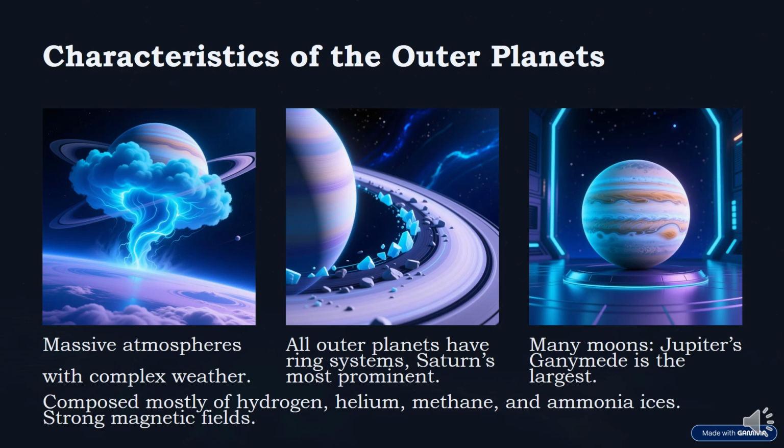Let us continue with the characteristics of the outer planets. As I have told previously, the outer planets have massive atmospheres with complex weather. Also, all outer planets have ring systems, with Saturn's the most prominent. We can take an example also: main moons, Jupiter's Ganymede is the largest. Outer planets are composed mostly of hydrogen, helium, methane, and ammonia ices, and have strong magnetic fields.